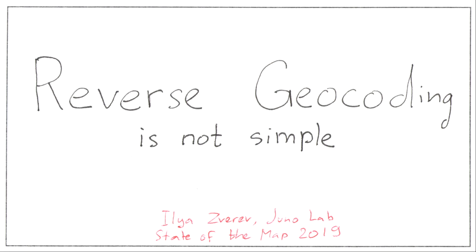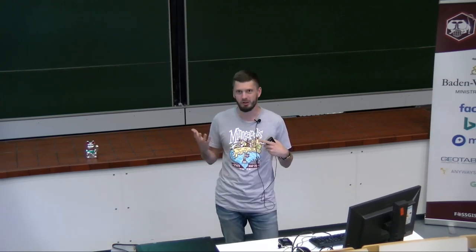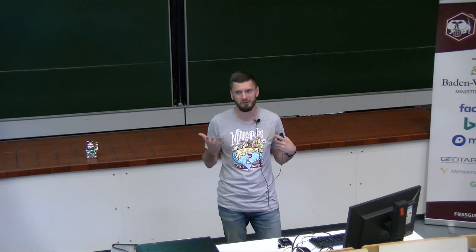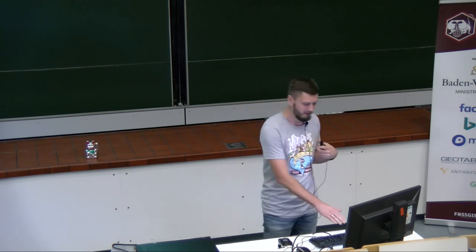Hi, I'm Ilya Zverev, and I work at Juno. Working at Juno allows me to help OpenStreetMap in quite unexpected ways. Just two weeks ago, I was talking about how we shared all of our GPS traces for OpenStreetMap, and now we needed a geocoder. When you think of geocoding in relation to OpenStreetMap, the first thing that comes to mind is Nominatim.